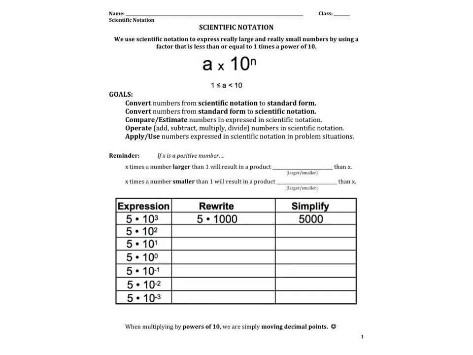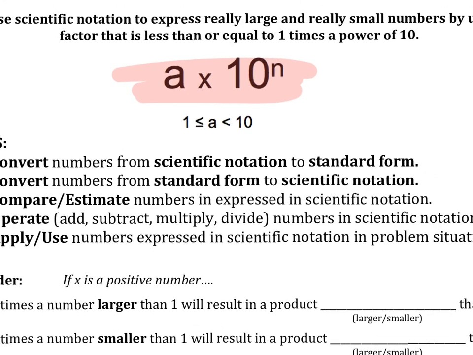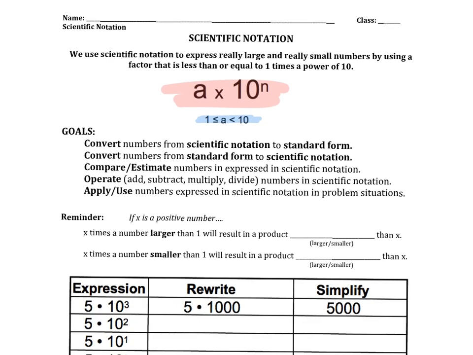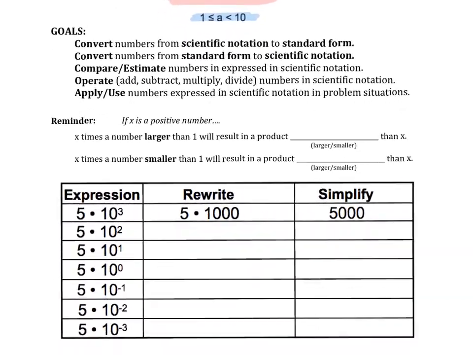Well, scientific notation is a number written in this format right here, a times 10 raised to the n power. The base is always 10, and as you can see right here, a always has to be between 1 and 10, greater than or equal to 1 and less than 10 for a. Scientific notation is super helpful for expressing really big numbers and really small numbers that we don't want to have to write out with all the extra zeros. So scientific notation is very practical in that sense, and it helps us save time.